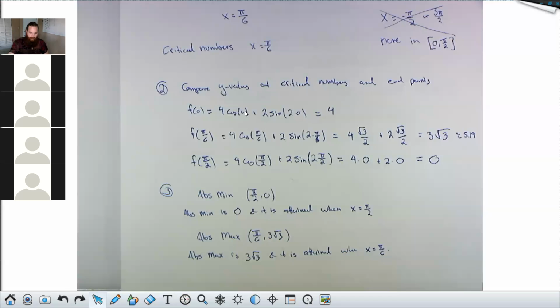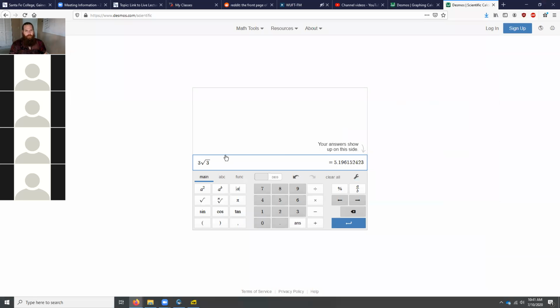Excuse me, sir. Yeah. F of 0 equals 4, so I think 4 is greater than 3 root 3? Yeah, so that's what I had to check there. 3 root 3 is about 5.19, which is bigger than 4. Okay. Yeah, so I had that doubt. I wasn't sure whether this or this was larger. That's why I pulled up the calculator here real quick. But 3 root 3 is a little bigger than 4. Reasonable question. Thank you. Of course.